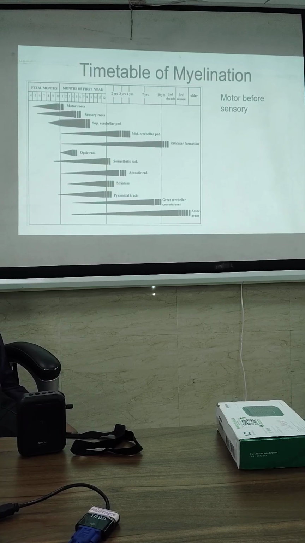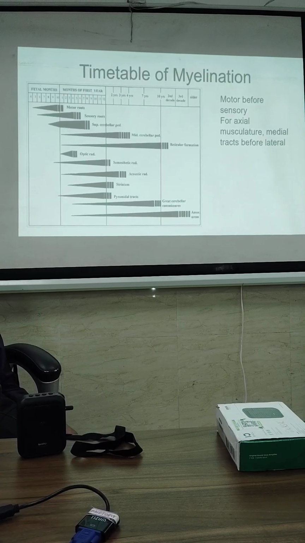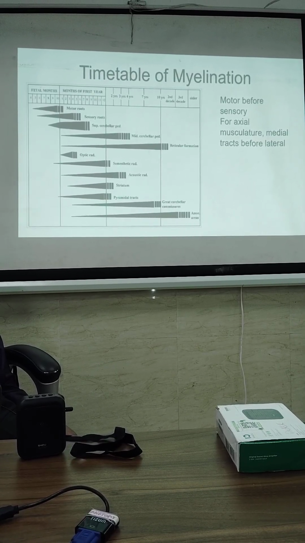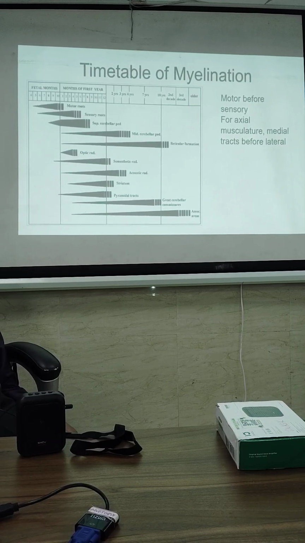So, summary: motor before sensory. Next. For axial musculature, medial tracts of the spinal cord develop before lateral tracts. Medial tracts are the ones which supply extensor muscles. Lateral tracts are those which supply flexor muscles. So, if a child is born premature, he will show extensor rigidity. If a child is fully mature, then flexor rigidity will come. Because medial tracts are extensor, a premature child will have extensor rigidity. Next slide.